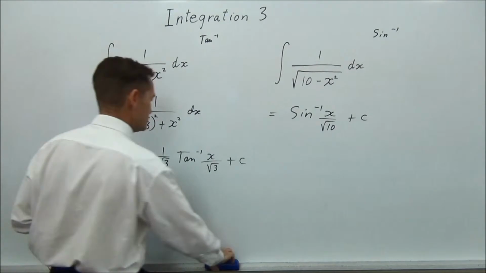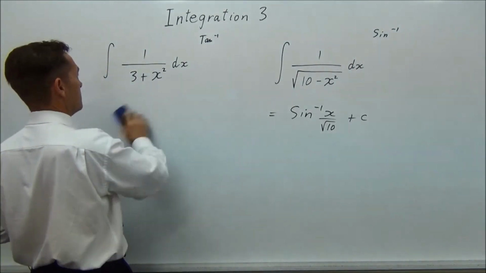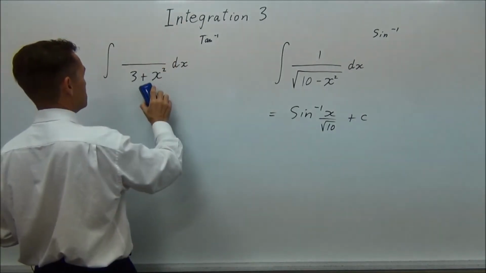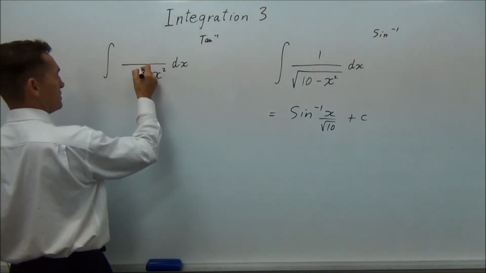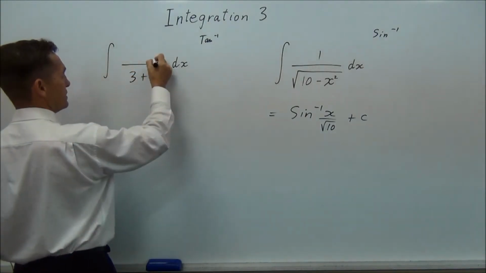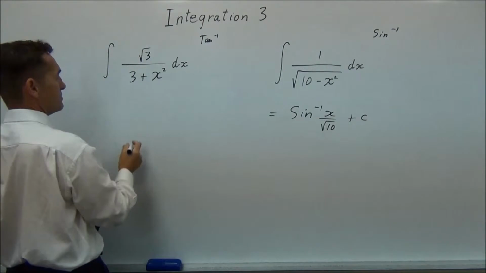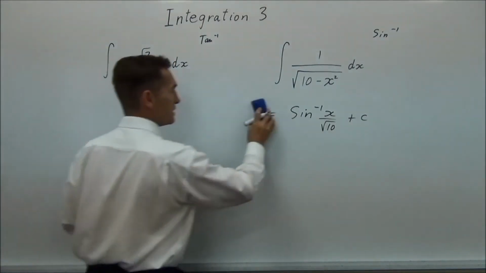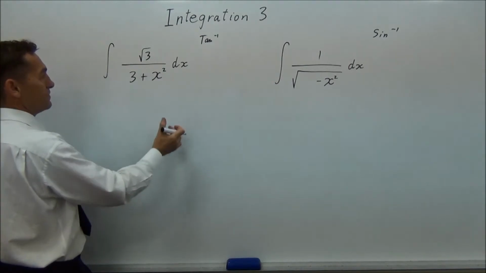Let's make another change. If we leave that as 3, and we put root 3 up the top. Now this one's going to stay the same. I'll rub that out so we're not looking at that as much. We'll just look at this one.